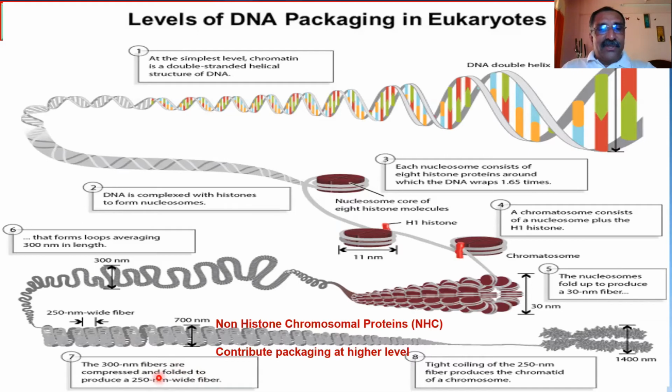So you are getting a structure over here of 700 nanometer. At the same time, this is covered by non-histone proteins, and finally it will come to the higher level. The thickness will increase, it becomes more tight, and finally you get the size of the chromosome. What is the size of the chromosome when you come to this stage? How many nanometers?